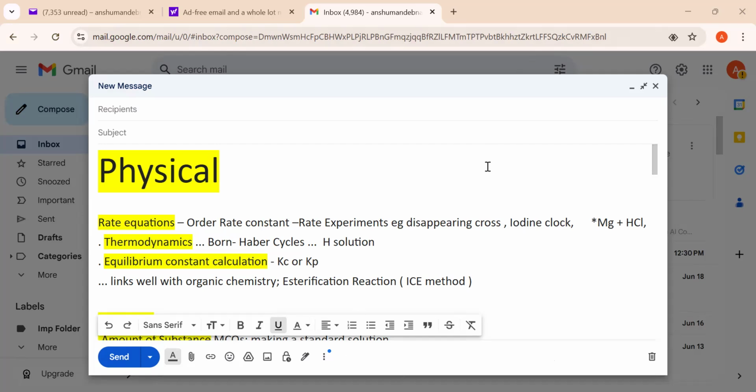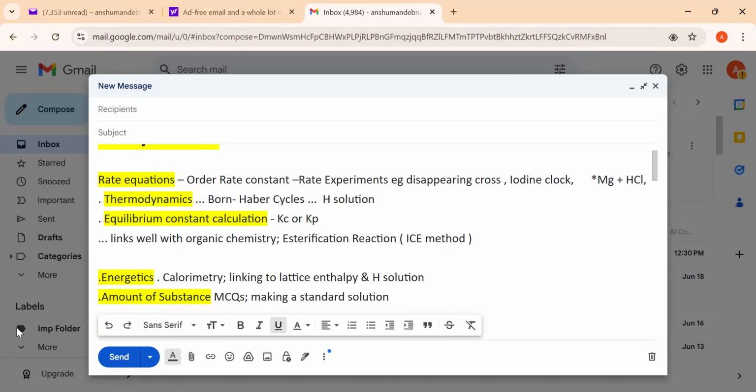The first portion of physical chemistry is the rate of reaction. In these rate equations, we're seeing that the order of reaction questions will be tested, and most importantly, the rate experiments, such as the disappearing cross with sodium thiosulfate and HCl, which gives you NaCl plus SO2, sulfur dioxide, plus sulfur. That fine sulfur precipitate forms.